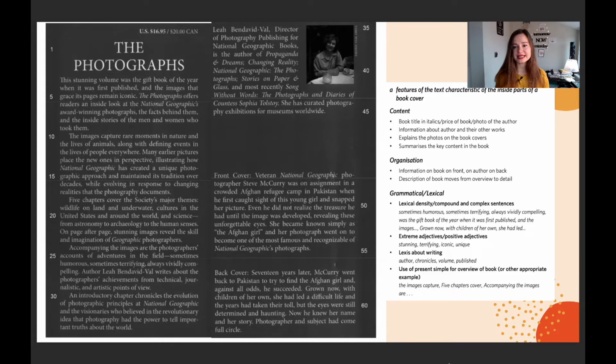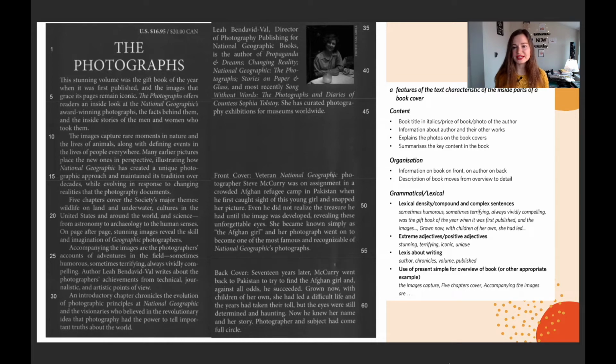So first of all, lexical density, compound and complex sentences, and you can see here a couple of examples. Sometimes humorous, sometimes terrifying, always vividly compelling, and so on and so forth. So this is something you need to keep in mind, and the examples should be provided.